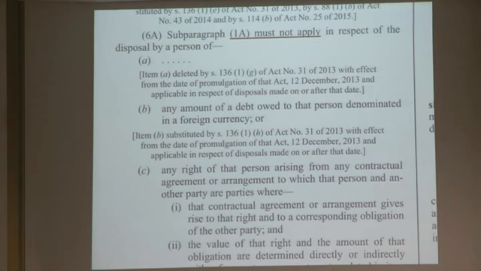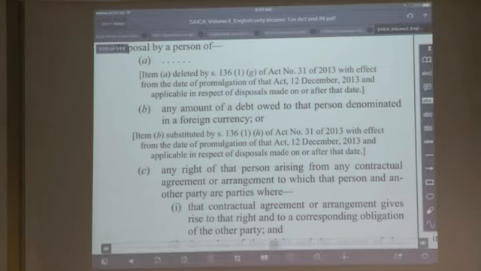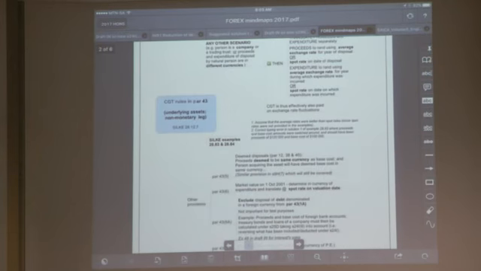It says, subparagraph 1A must not apply. Okay, so first of all, they don't exclude the 1. It's the 1A that mustn't apply, in respect of the disposal by a person of an amount of a debt owed to that person denominated in foreign currency. So the example that I've put on your mind map is if you have, for example, a foreign currency bank account. So let me just show you the example that I've put for you on here.